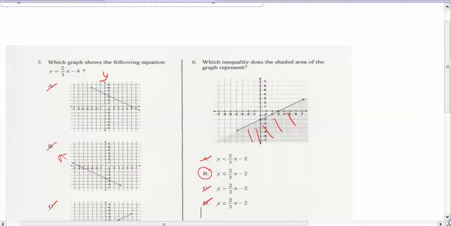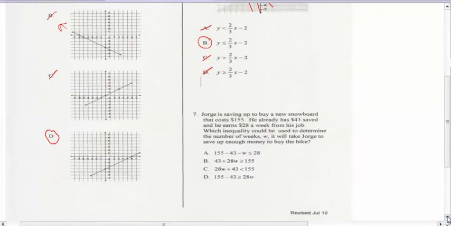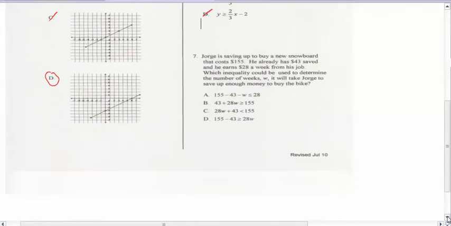Okay, number 7. This guy, he's saving to buy a snowboard. The snowboard costs $155. He has $43, and he makes $28 a week. Okay, think of these as equal signs. If you're trying to get $155, it would be only these two. Not this one, because we don't want to get 28, and we don't want to get 28W. So it's these two. This side of the inequality is the same. It's just addition. It can be in any order.